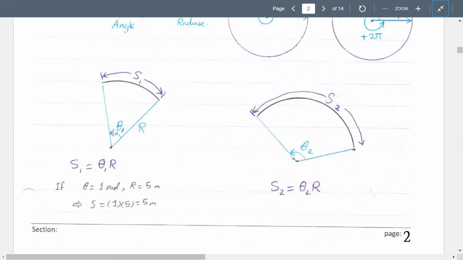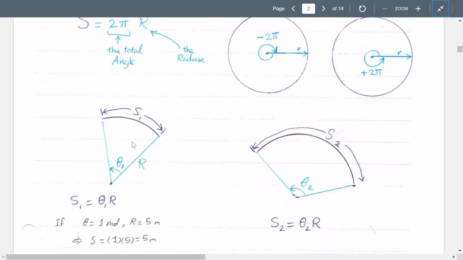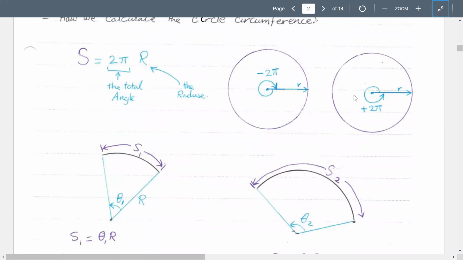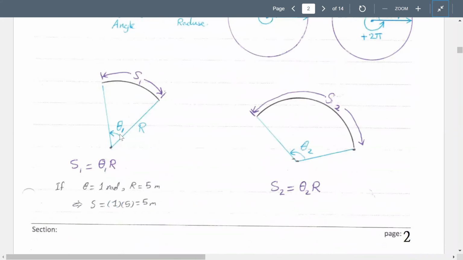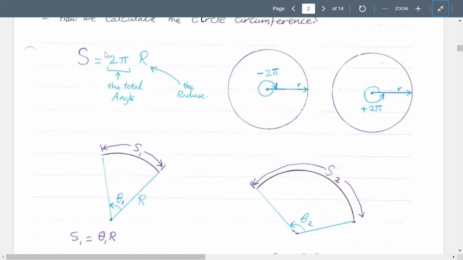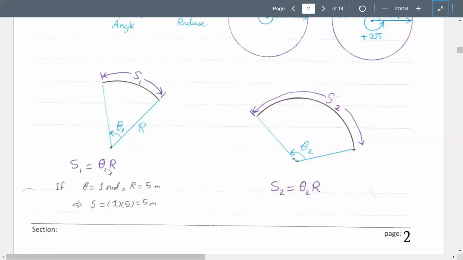What if we don't have the total angle, which is 2 pi, if we have part of this angle? Look here, we have theta 1. It is not a total circle like here. Okay, it is just theta 1. And we have the radius r. If we need to measure this section, for the total circle we use the total angle, which is 2 pi, multiplied by the radius. Now we don't have the total angle. We have another angle, which is theta 1.